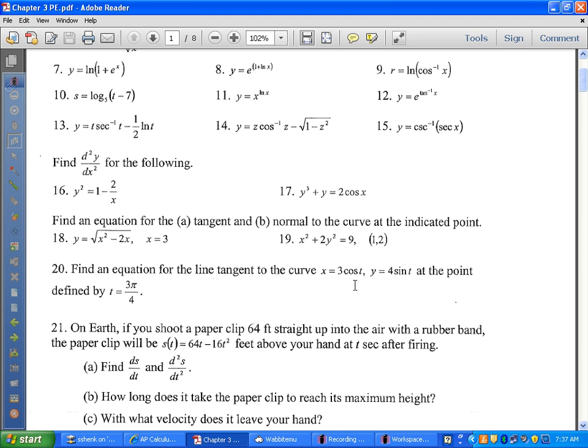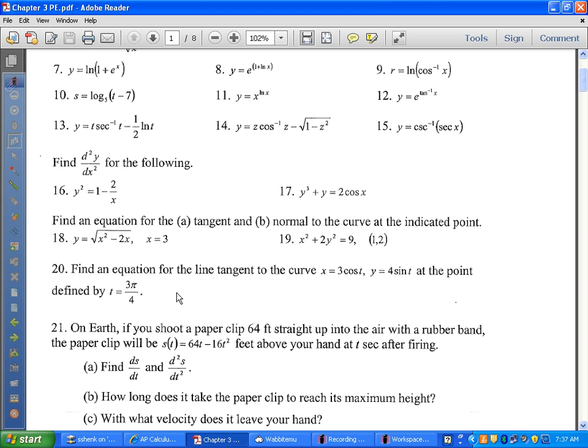Find the equation for the line tangent to the parametric curve at t equals 3 pi over 4. Again, how do we find the derivative of a parametric curve? How do we find dy dx with parametric equations? dy dt over dx dt.